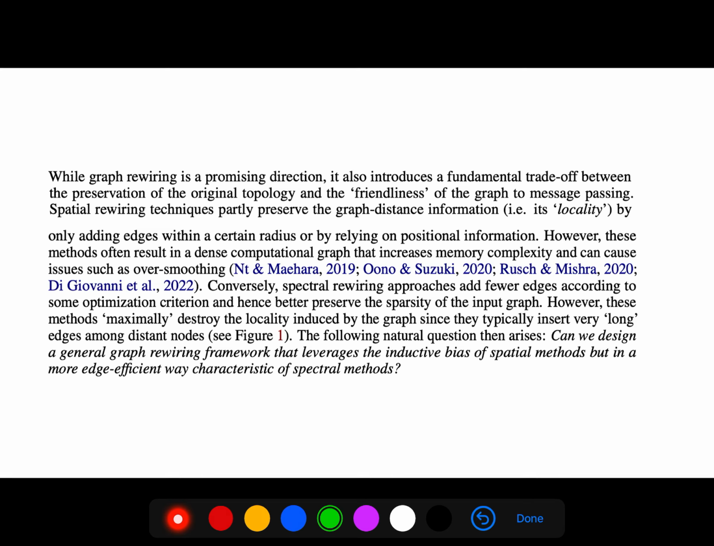Spatial rewiring techniques partly preserve the graph distance information, for example its locality, by only adding edges within a certain radius or by relying on positional information. However, these methods often result in a dense computational graph that increases memory complexity and can cause issues such as oversmoothing.